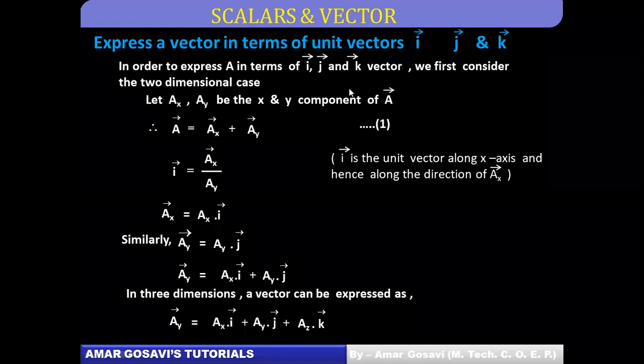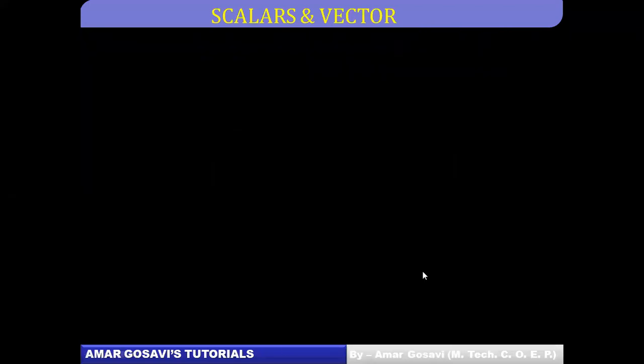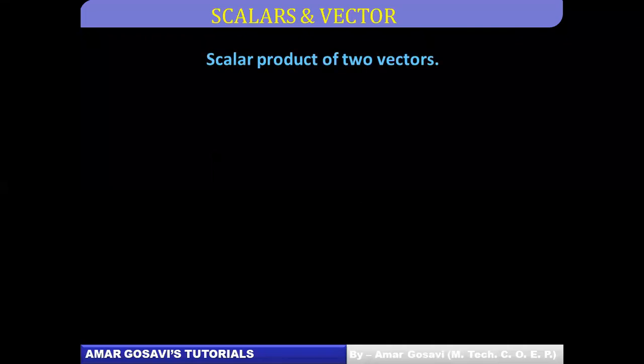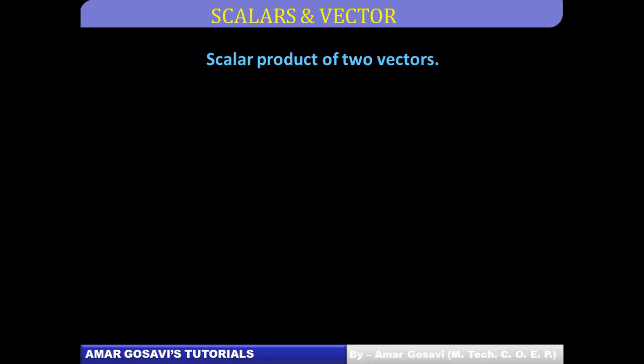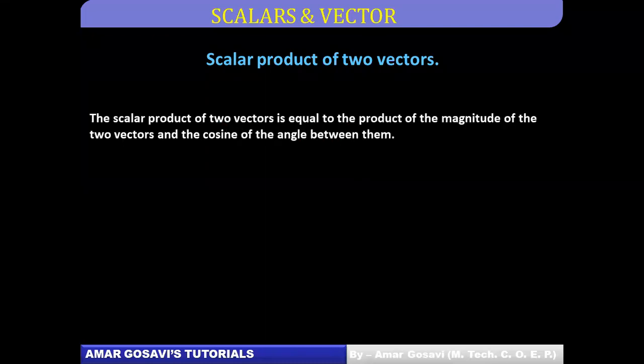Let me tell you, there are two ways of multiplying vectors. Today we are going to see the first way. Tomorrow we will see the second way to multiply vectors. The first way of multiplying vectors, we call it scalar product or dot product. So I'll just show you that. First way of multiplying two vectors is called scalar product. The other name for it is dot product.